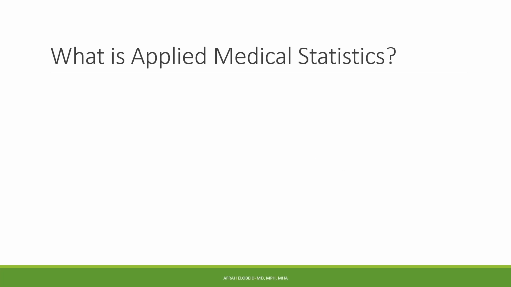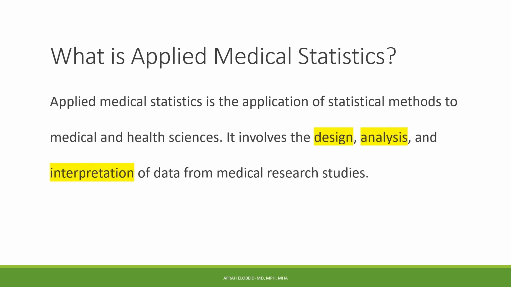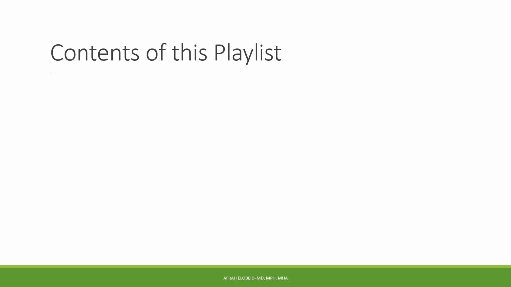So let's get started. First, let's define applied medical statistics. It's the application of statistical methods to medical and health sciences, and it involves the design, analysis, and interpretation of data from medical research studies. It also involves understanding the effectiveness of treatments, predicting disease risk, and making informed healthcare decisions.